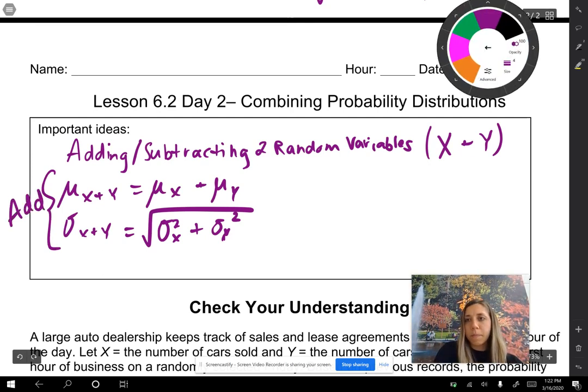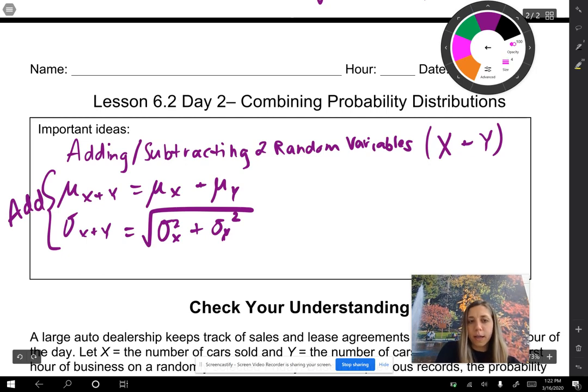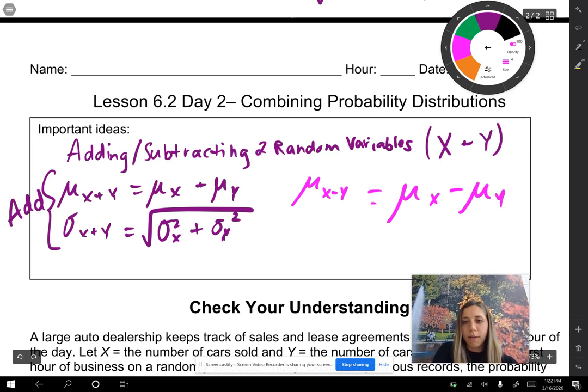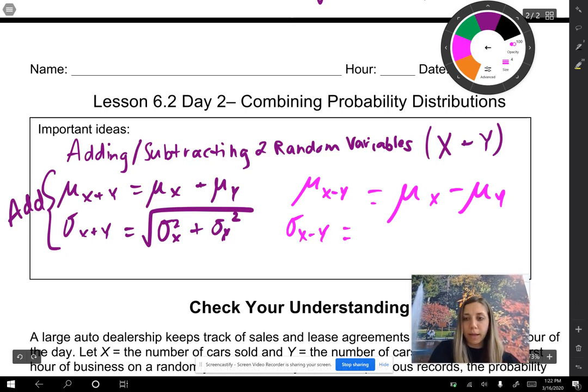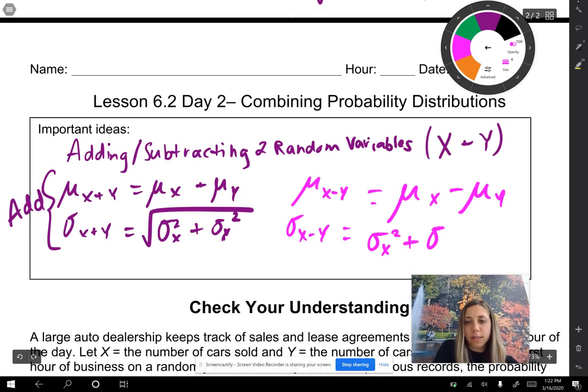And then if we're talking about subtracting, so the mean of X minus Y, so the difference of those two random variables, you're going to take the mean of X minus the mean of Y for subtracting. And the standard deviation, though, this is something that's a little tricky and you want to make note of. Even with subtracting, you're going to square your standard deviations to make them variances.